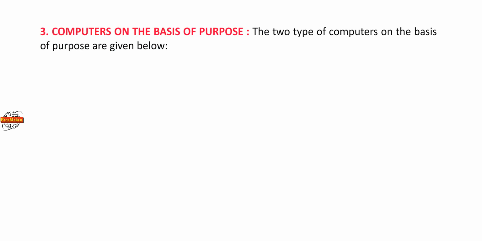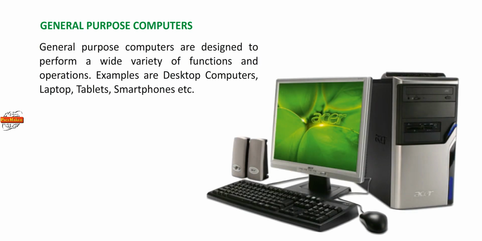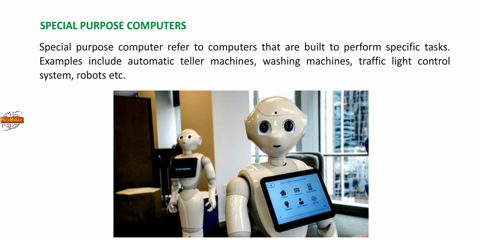Third, computers on the basis of purpose. The two types of computers on the basis of purpose are given below. General purpose computers are designed to perform a wide variety of functions and operations. Examples are desktop computers, laptops, tablets, smartphones, etc. Special purpose computers are built to perform specific tasks. Examples include automatic teller machines, washing machines, traffic light control systems, robots, etc.